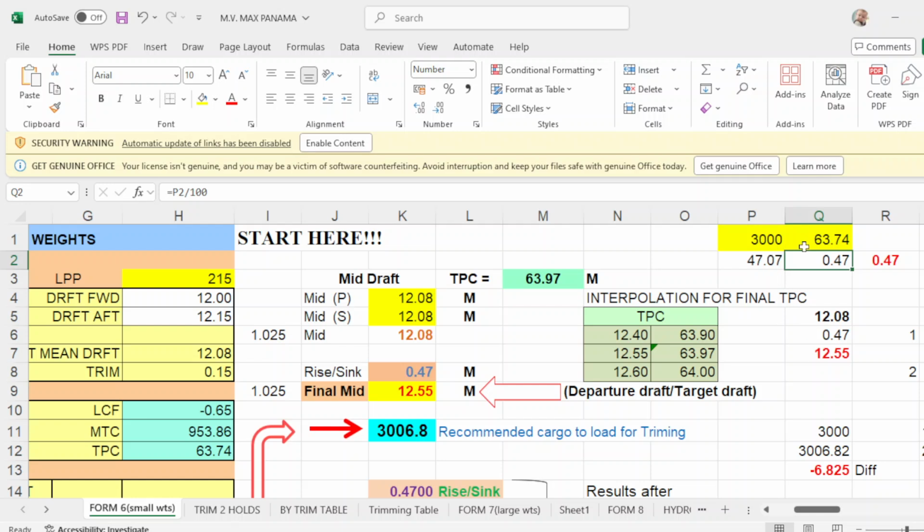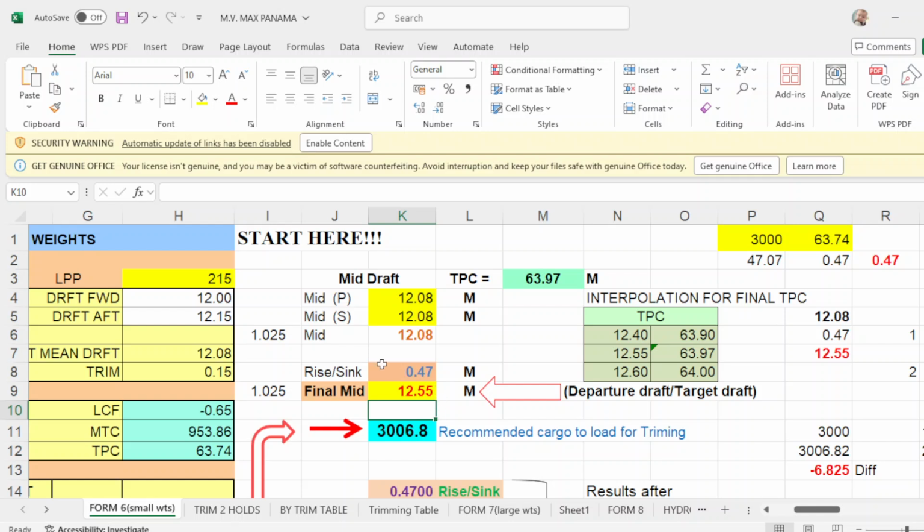Divide 3,000 by your TPC of 63.74. That will be 47.07 centimeters. Divide this by 100, then it will be 0.47 meters. So your mid draft of 12.08 plus your sinkage of 0.47, then your departure draft will be 12.55. So you put here 12.55.